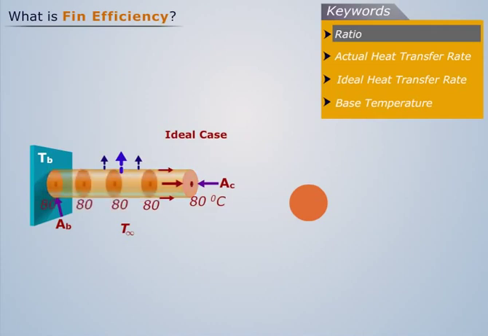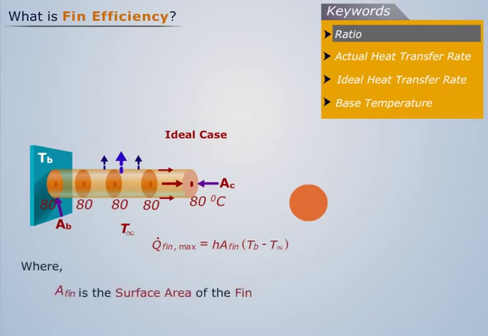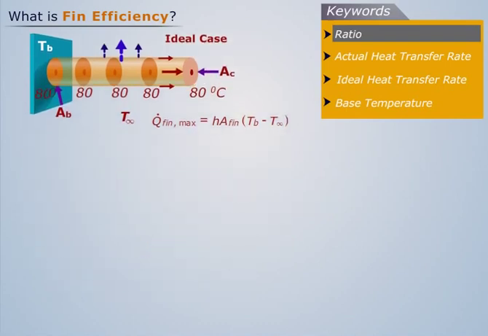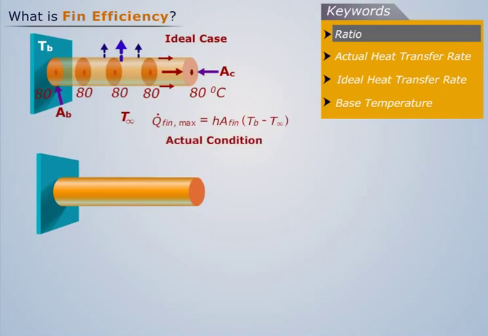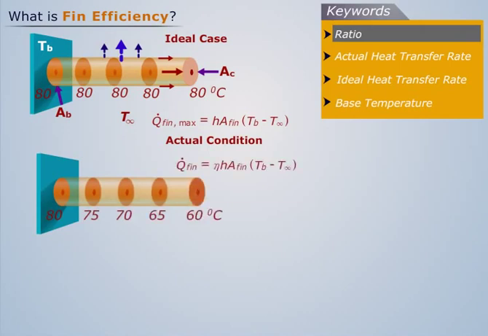heat transfer rate from the fin, which is given by Newton's law of cooling as, where A fin is the surface area of the fin. But in reality, the temperature along the fin decreases as shown. Due to this, the rate of heat transfer from the fin also decreases.